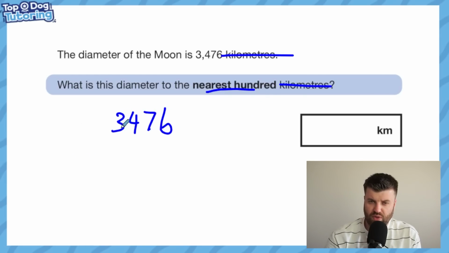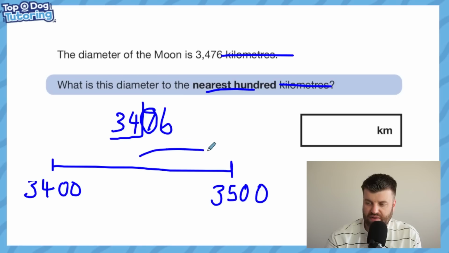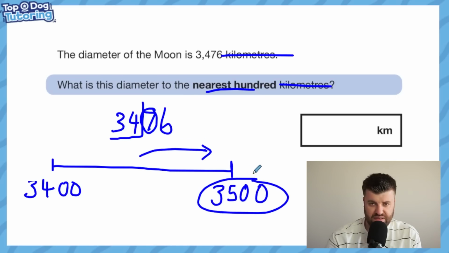How many hundreds do we already have in the number? Well, let's look at the number up until the hundreds. We have 34 hundreds in this number. So that's 3,400. And the next 100 after that, 100 more, would be 3,500. Looking at the tens column is a 7. We're going to round it up. So the answer is 3,500.